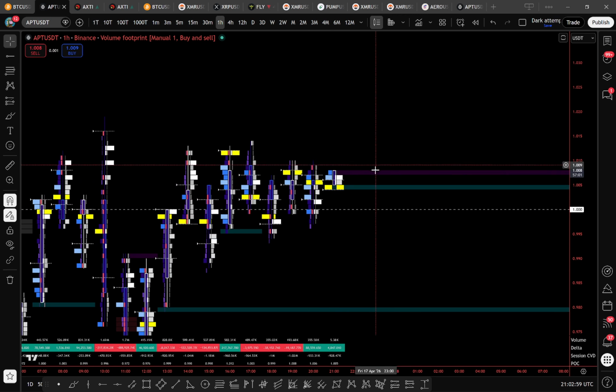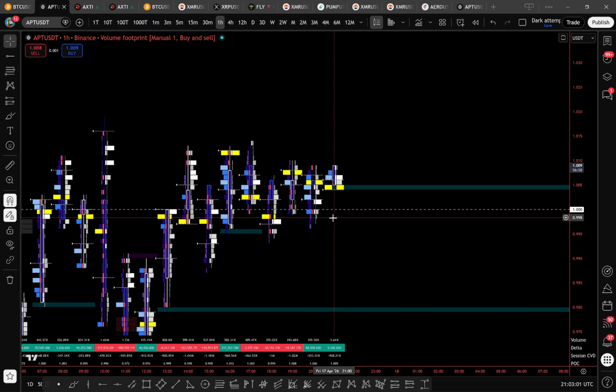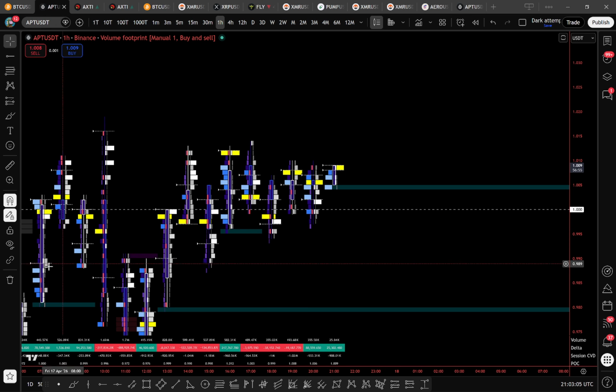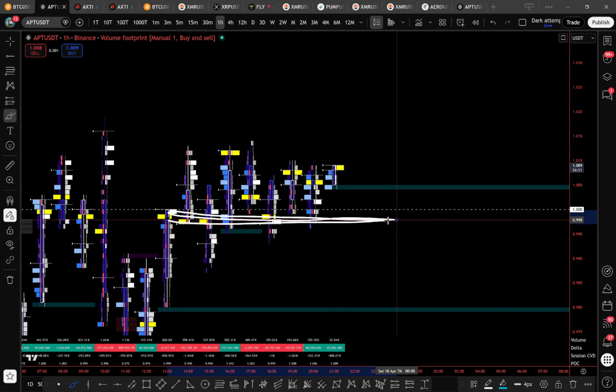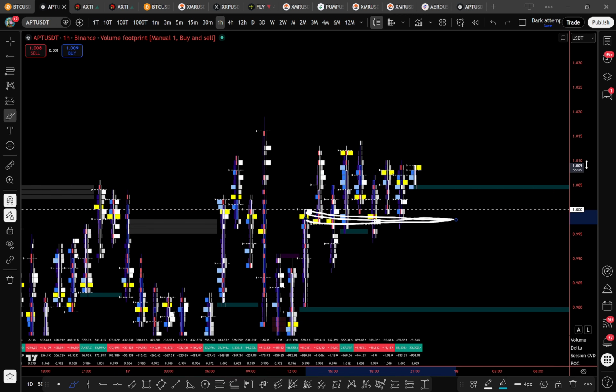If you enter here, invalidation is simple. You lose that point of control cluster here, you get out on Aptos. Okay, you see these point of control clusters here. You lose that, you get out. But as long as you're above that, I think I would try for a long.